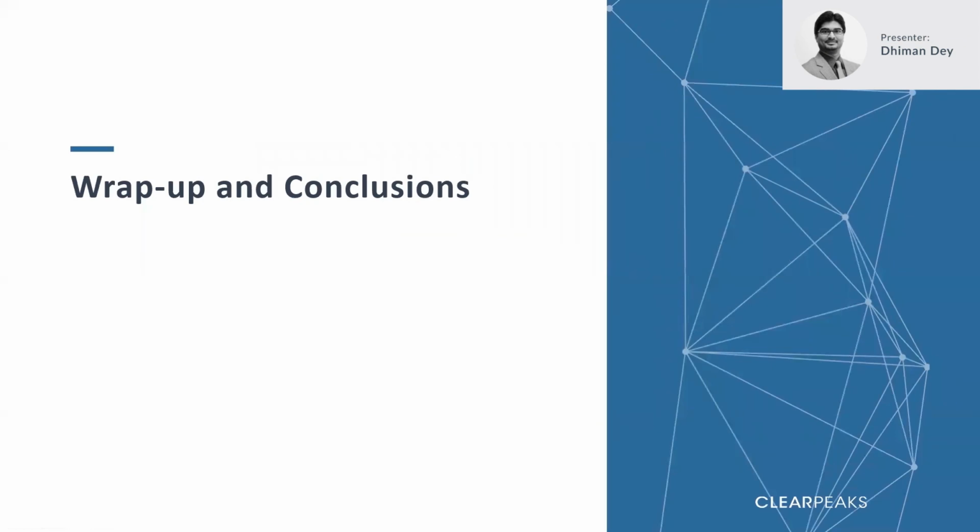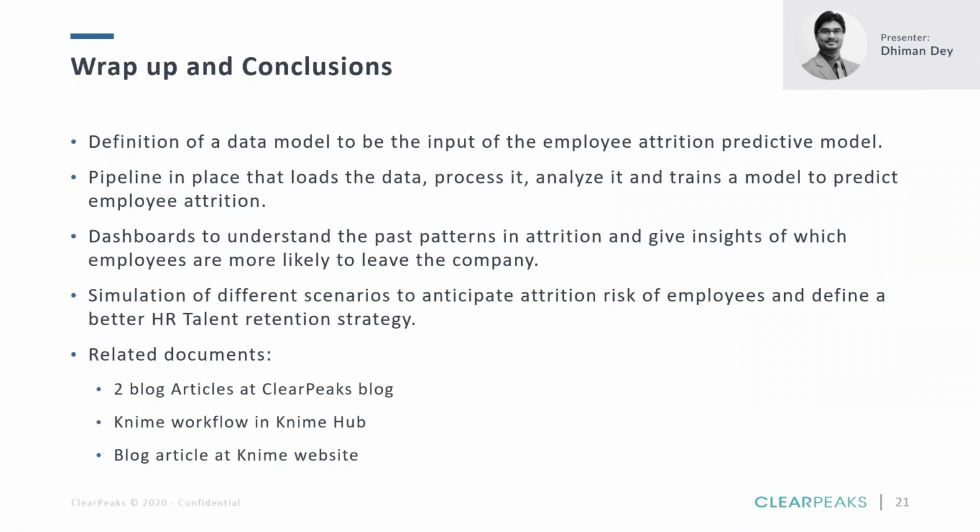So to wrap up and conclude what we have seen, you have a predefined data model, taking into consideration different aspects of employee attrition, their profile, their demographics and such, and you load the data, process it, train a model, and try to understand what kind of employee attrition impact you are looking for in terms of numbers, in terms of cost, and do value and cost optimizations around that.